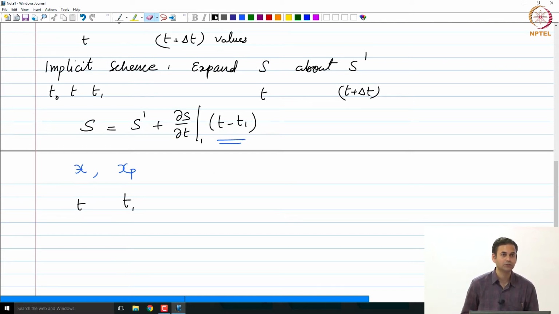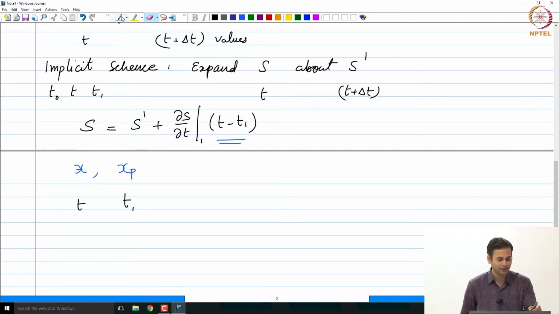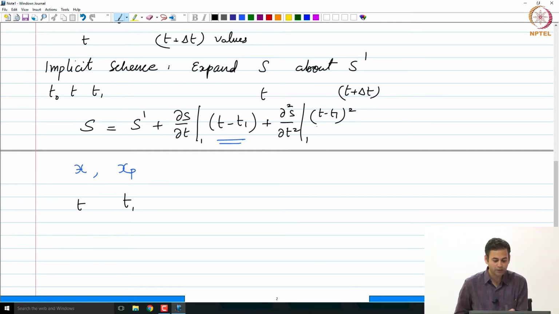Other questions? Should this be minus or plus? Plus, right? Okay, fine. Any other questions? No? Then shall we complete this? What will be the next term? Partial s square by partial t square evaluated at 1 times t minus t1 square by 2 factorial and so on. We will have the third order terms and so on.